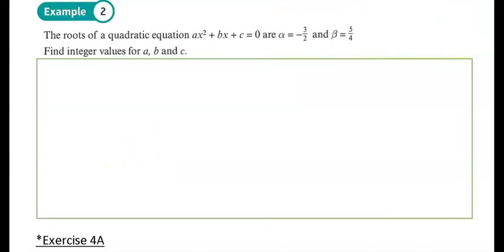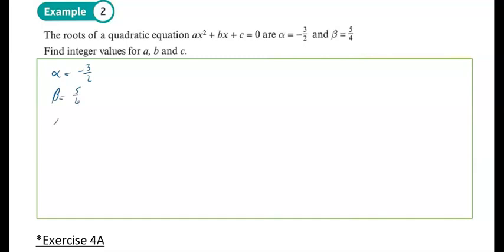Okay, and this example says the roots of a quadratic equation are alpha and beta. Find the values of a, b, and c. So in this case, they tell you what alpha and beta are. So let's get started and see what we've got. We'll just write down what we have. We've got alpha is equal to minus 3 over 2, and we've got beta is equal to 5 over 4.